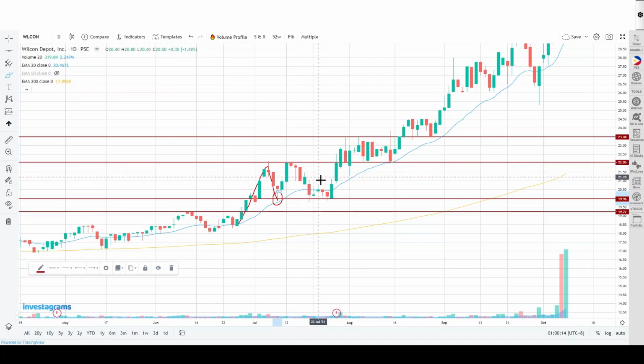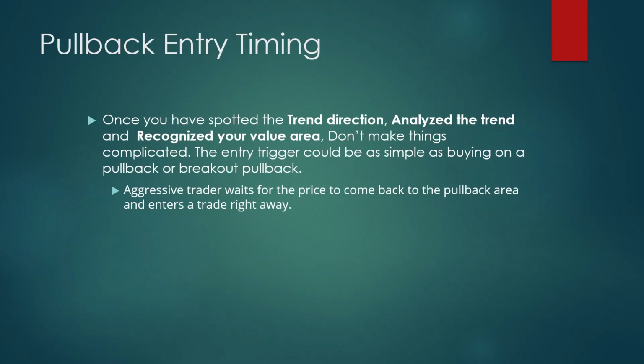May iba namang traders, ang ginagawa nila, once ma-confirm nila yung breakout, dito sila bumibili sa level na to. Yan ang tinatawag na breakout pullback. Okay, dahil na-confirm na okay, ito strong trend to, or healthy trend yan. At na-confirm na nila hindi lang once, twice, kundi 3 times nag-bounce. So once mag-pullback, doon sila nagbabuy sa area na yan. May ibang strategy na ginagawa nila, naka-hold lang sila as long as nag-hold yung stock sa EMA 50. Alright? So an aggressive trader waits for the price to come back to the pullback area and enters a trade right away.